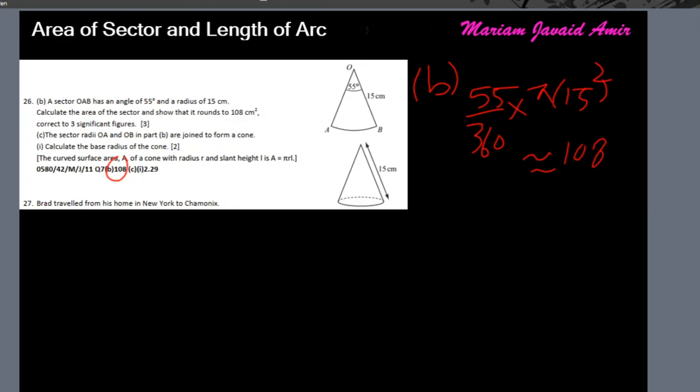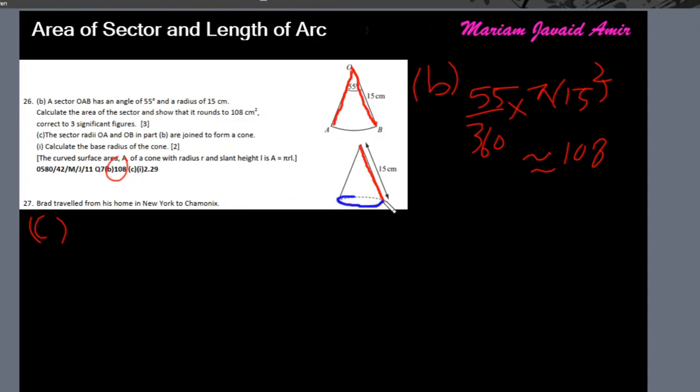Okay. Part C: the sector radii OA and OB in part B are joined to form a cone. So this was a sector, this length and this length are taped together and you get a cone. And obviously this length is still 15. Calculate the base radius of the cone. So we need the radius of this.